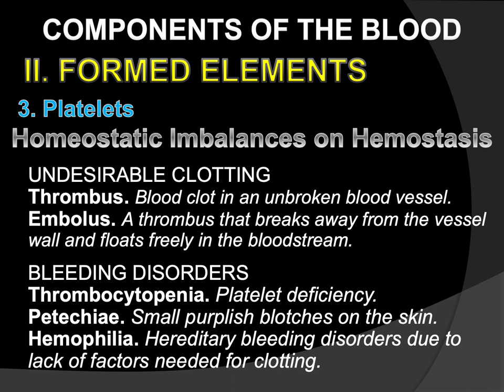Bleeding disorders are either thrombocytopenia, petechiae, and hemophilia. Thrombocytopenia is a platelet deficiency. That's why delikado ito na magkaroon ng continuous bleeding pag tayo ay nasugatan. Petechiae are small purplish blotches on the skin. It may signify an internal bleeding. While hemophilia, it's a hereditary bleeding disorder due to lack of factors needed for clotting. And hemophilia usually occurs among males dahil ito ay isang sex-linked recessive trait.